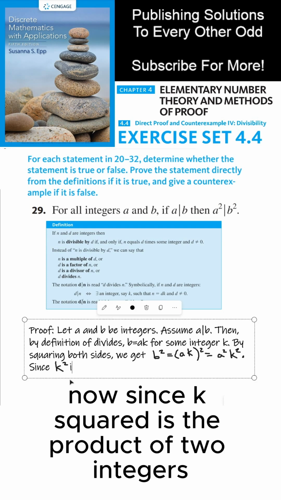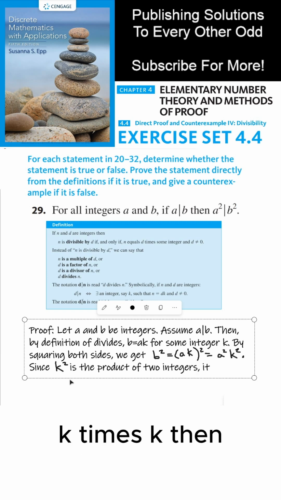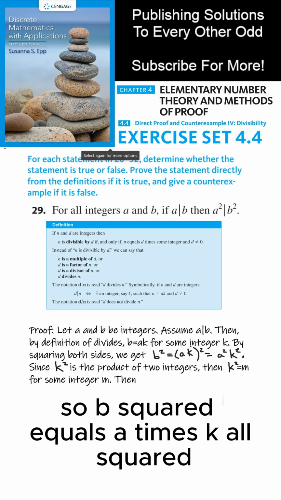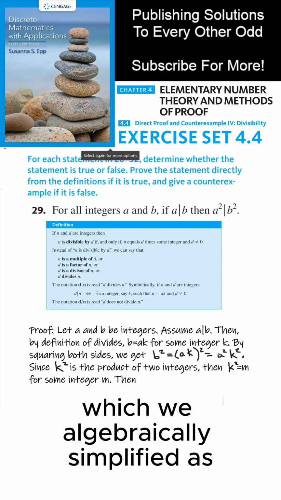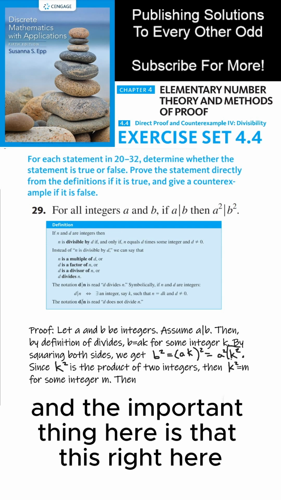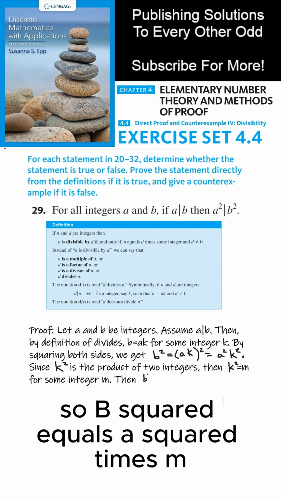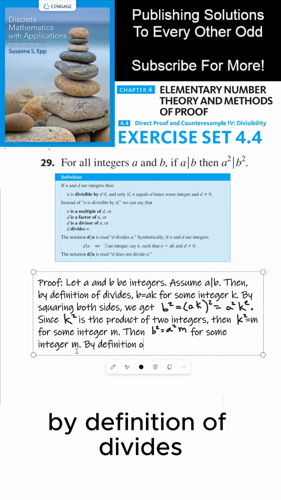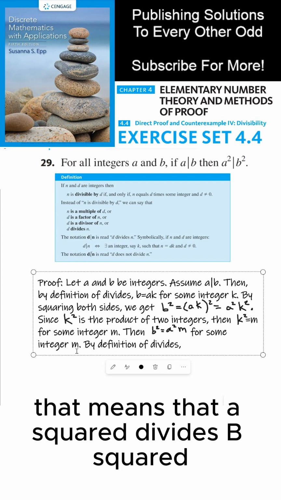Now, since k squared is the product of two integers, k times k, then k squared equals m for some integer m. So b squared equals a times k all squared, which we algebraically simplified as a squared times k squared. And the important thing here is that this right here is some integer. So b squared equals a squared times m for some integer m. By definition of divides, that means that a squared divides b squared.